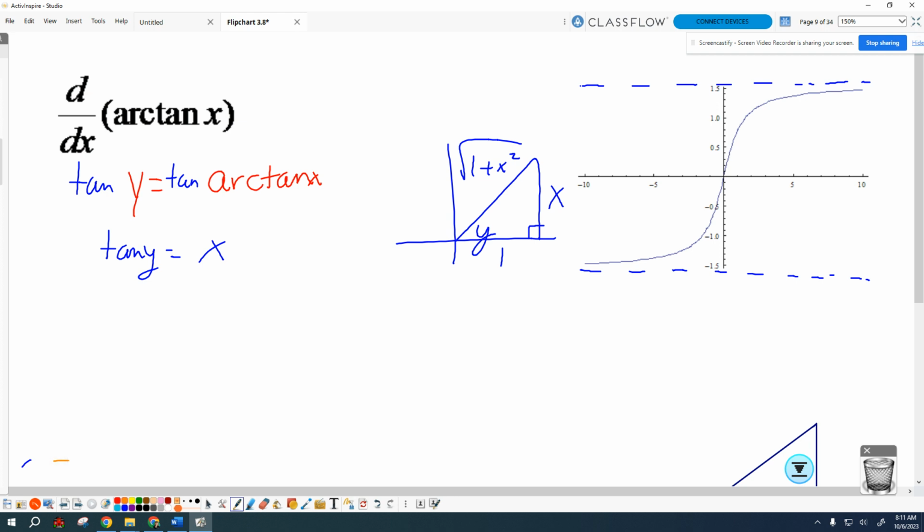Preston, what's the derivative of tangent? This is secant squared, and this time it's y. So Jamie, what do I need to add on? Implicit differentiation. What's the derivative of the thing inside? dy over dx. Alex, the other side, what's the derivative of x? 1. Okay, so I could divide by secant squared, which is multiplying by cosine squared.